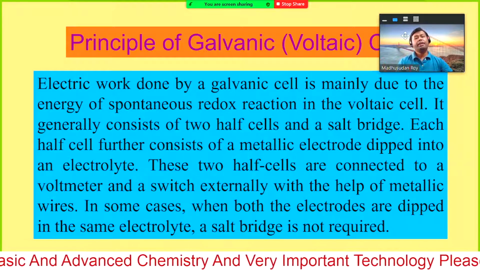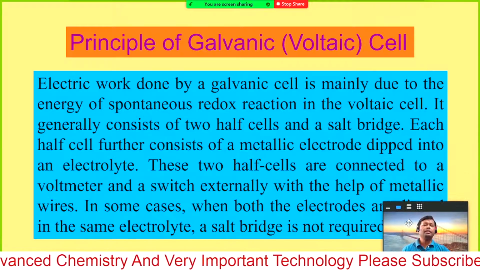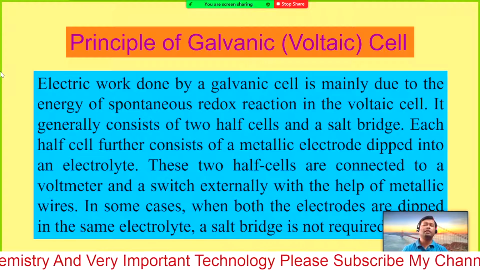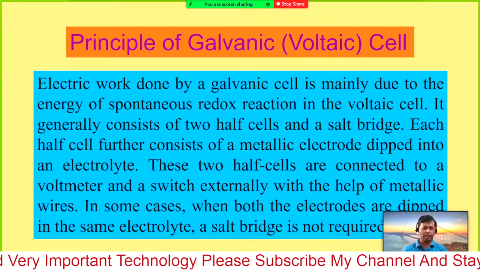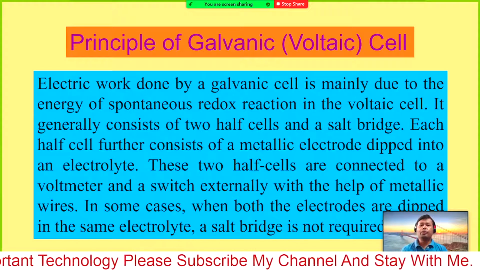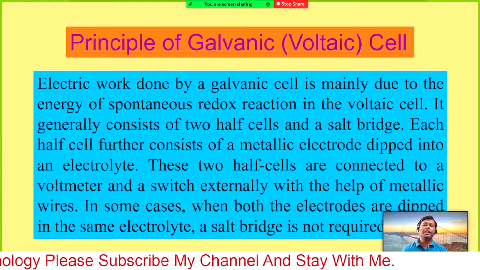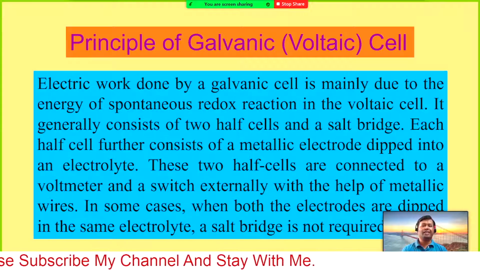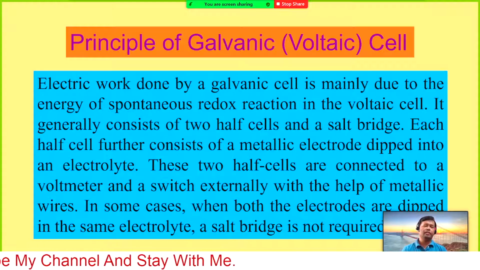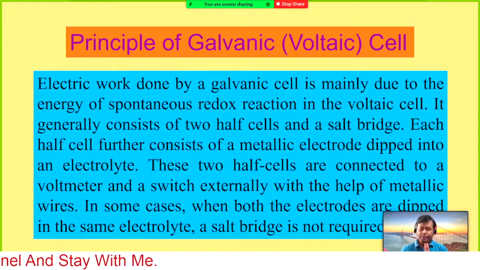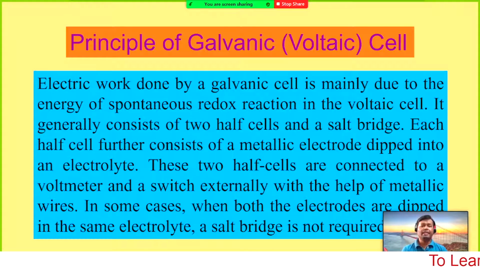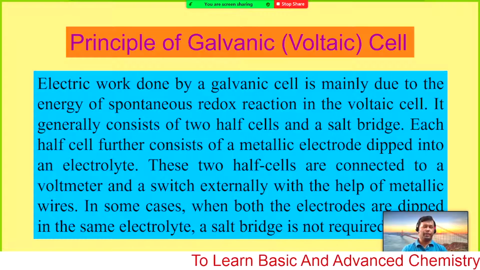So what is the principle of a voltaic cell? That means how does the voltaic cell or galvanic cell work? Electric work done by a galvanic cell is mainly due to the energy of a spontaneous redox reaction in the voltaic cell. If there is any reaction that happens spontaneously, then we can get some energy out of it. It generally consists of two half cells and a salt bridge.